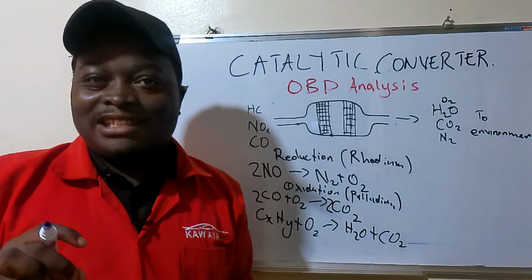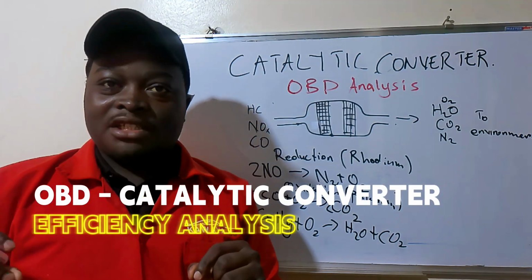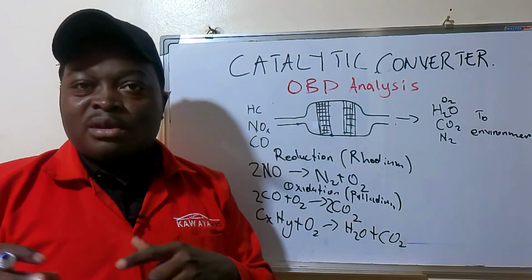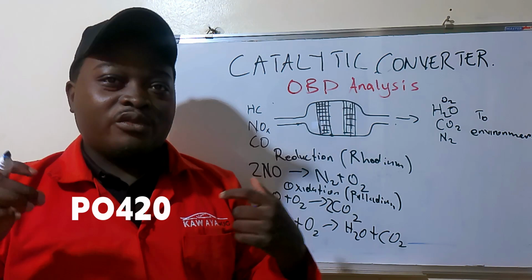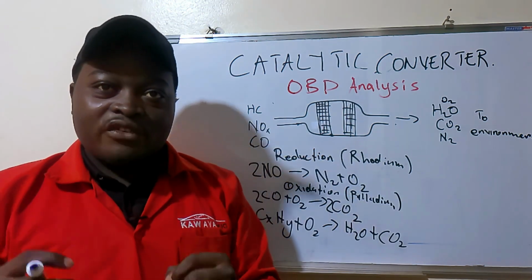Okay, so as a technician or as someone working on a vehicle, how are you going to use an OBD machine to evaluate the efficiency of a catalytic converter? Maybe you're having a code like P0420 that is related to the catalytic converter. How are you going to see that your converter is okay or not?